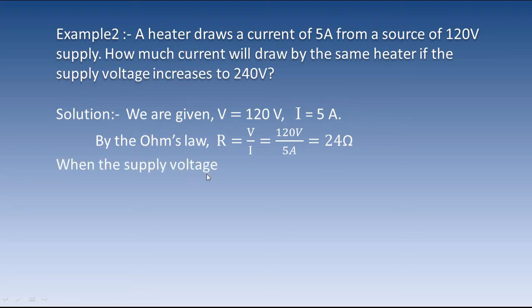When the supply voltage is increased to 240 volt, then again applying Ohm's law, I equals V upon R, where the new value of V is 240. We can simply put the value of V as 240 volt, and we already calculated 24 ohms resistance, and we are getting 10 amperes.